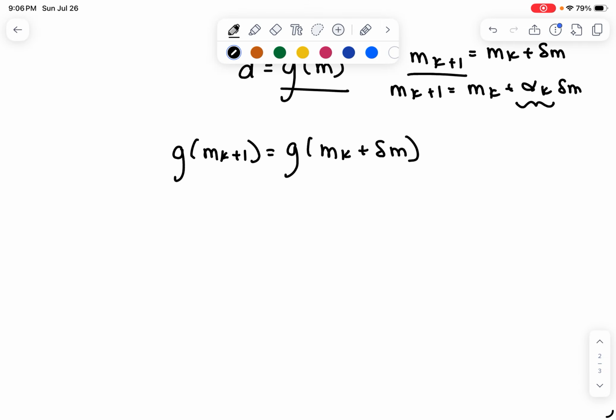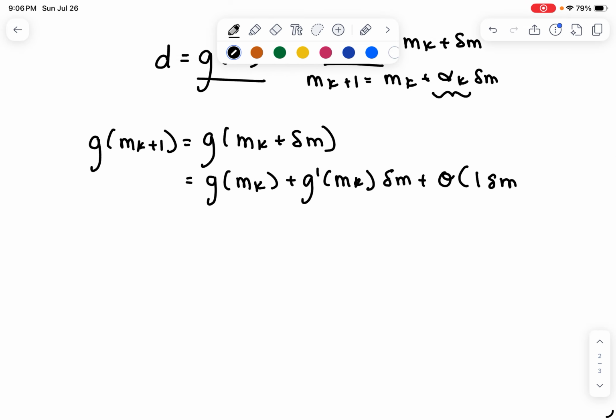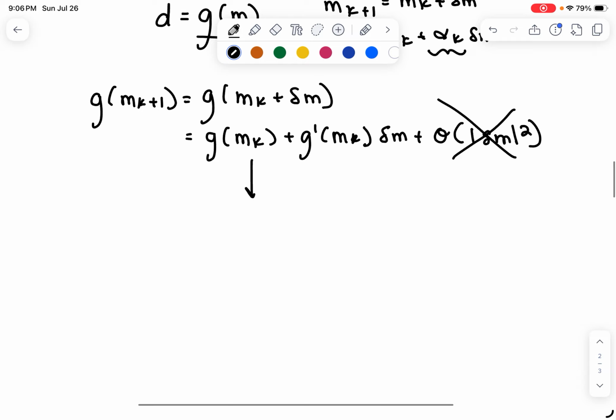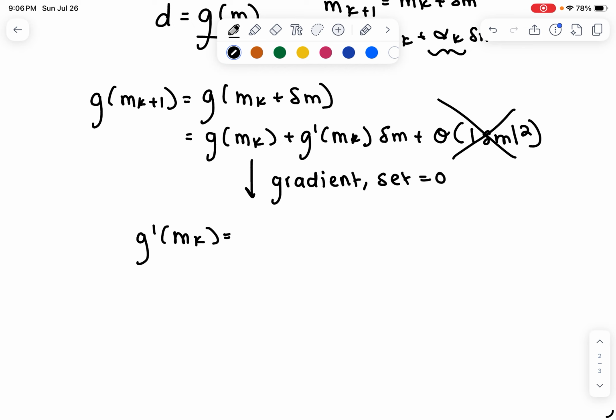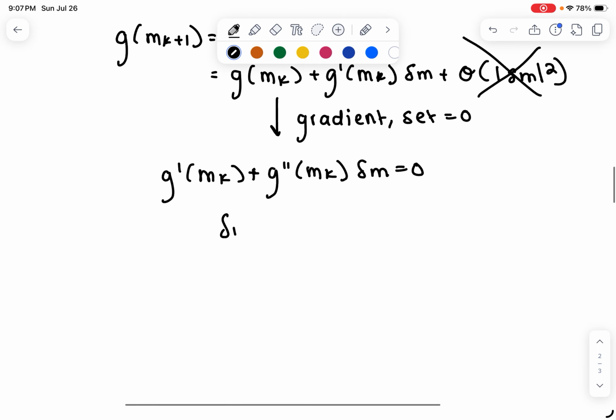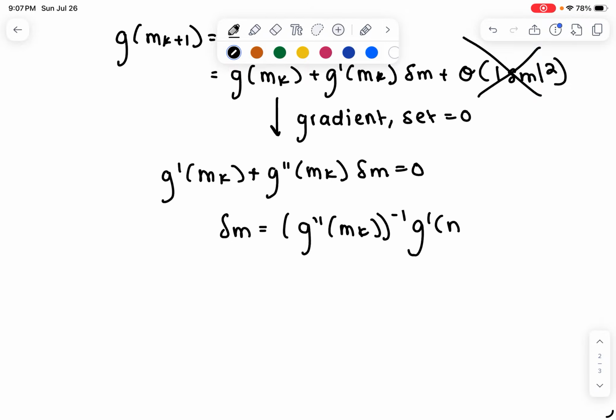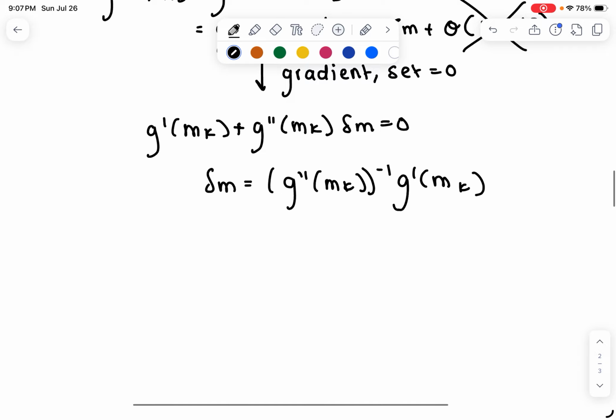Right now your brain should be flashing, saying that we can use Taylor's expansion. So that's the same thing as G(m_k) plus the gradient at m_k times that small perturbation, and then collecting all those higher order terms, which we're just going to ignore. From here, we want to take the gradient and, as always, set it equal to 0. When you do this, you'll find the following form. Rearranging that for your small perturbation, you can find that it's equal to the second derivative inverse times the first derivative.